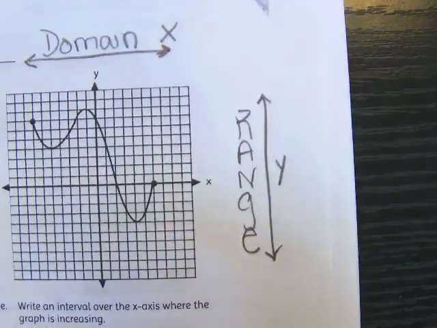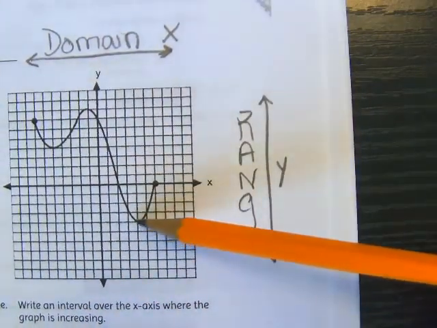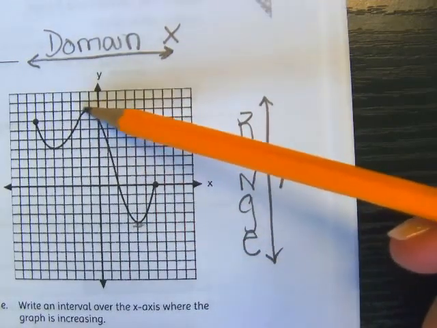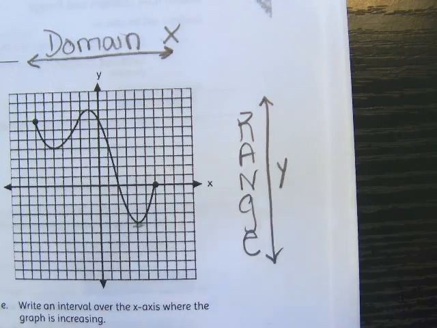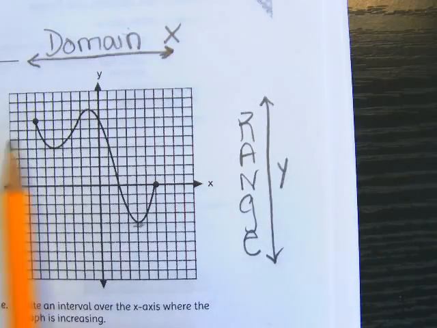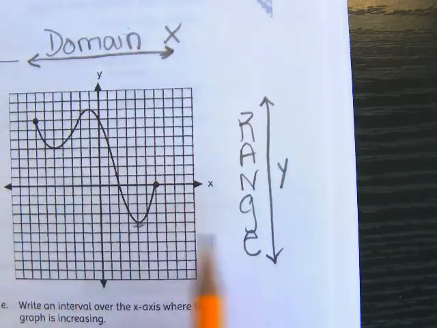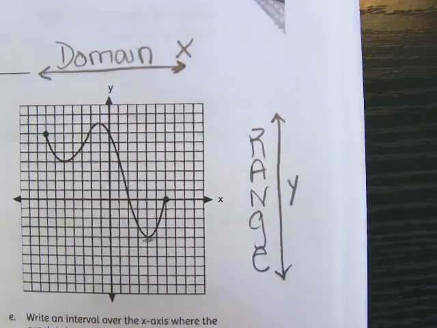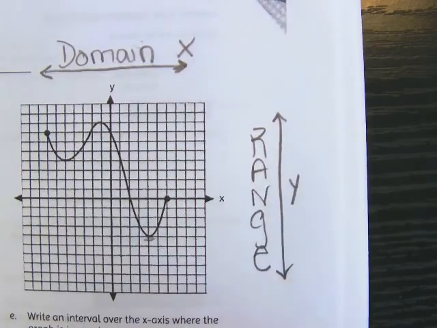Okay, so the range talks about where something begins as far as how low it is to where something ends as far as how high it is. Okay, so the lowest that it touches to the highest that it touches. Well, the domain goes left to right, so it's the furthest left that it touches to the furthest right that it touches. Okay, so when we write domain and range, we usually write it like an interval.